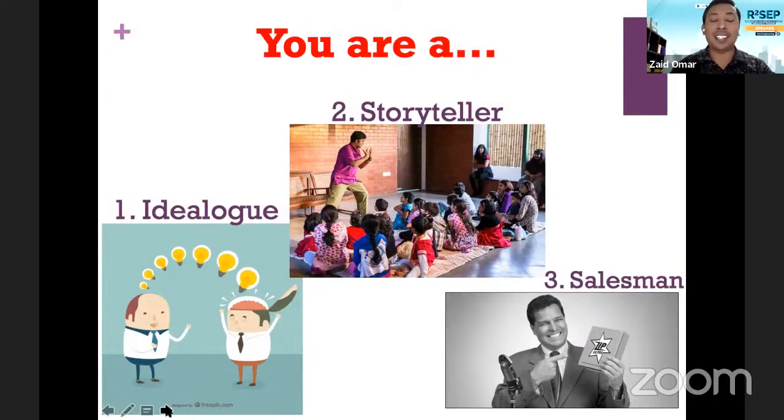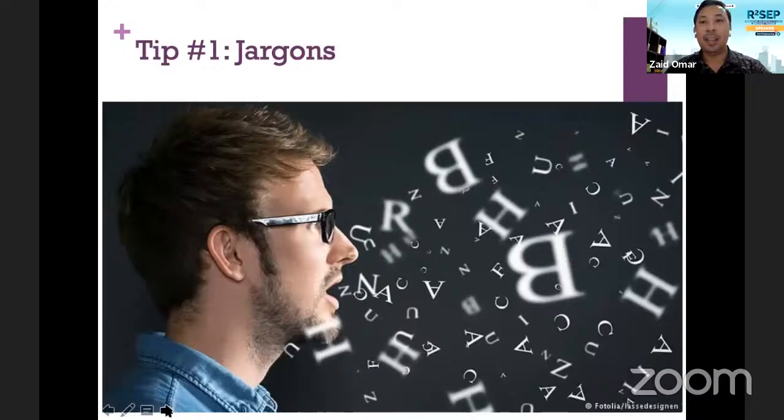So three things as a science communicator: you are an ideologue, you are a storyteller, and you are also a salesman. With that in mind, I have five tips to share with you on how you can become a great science communicator or a great presenter. First tip is jargon.